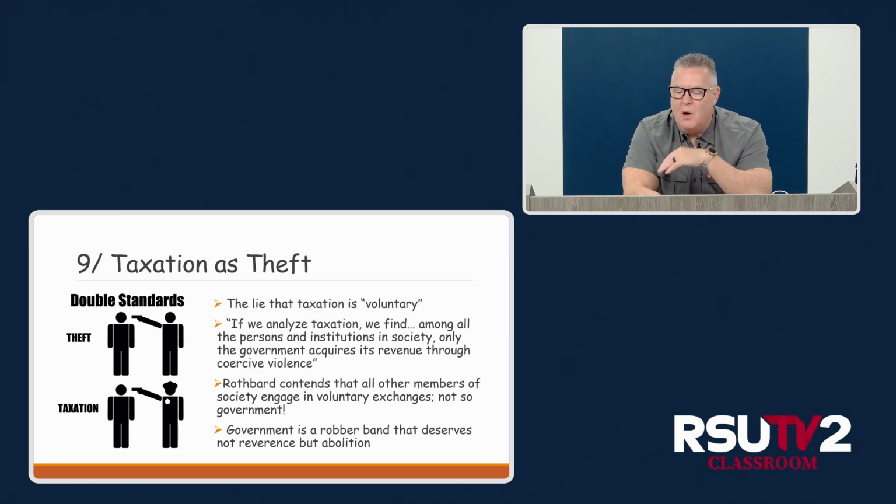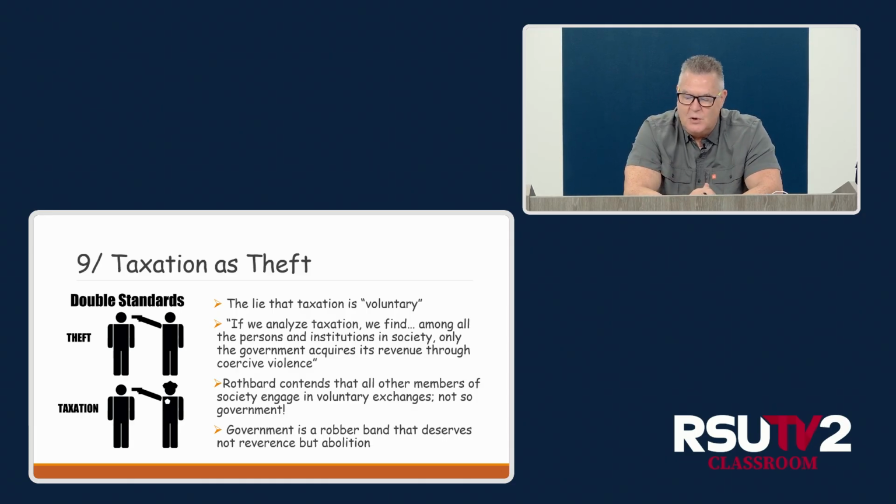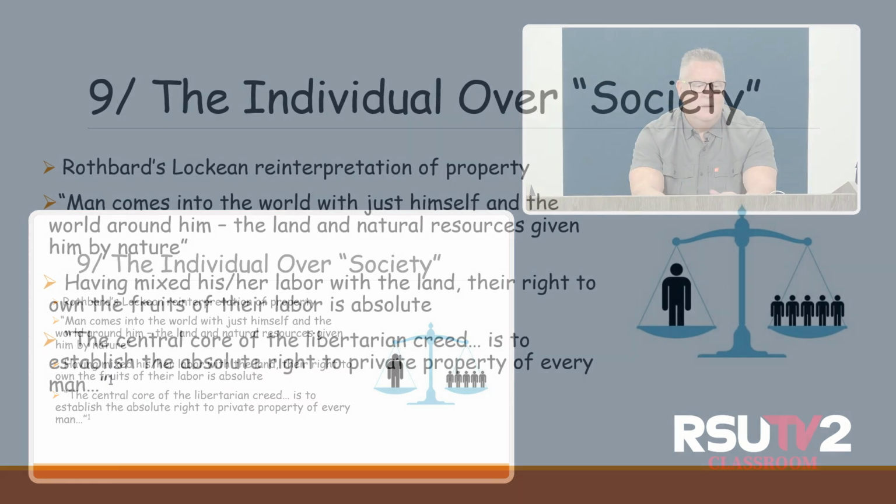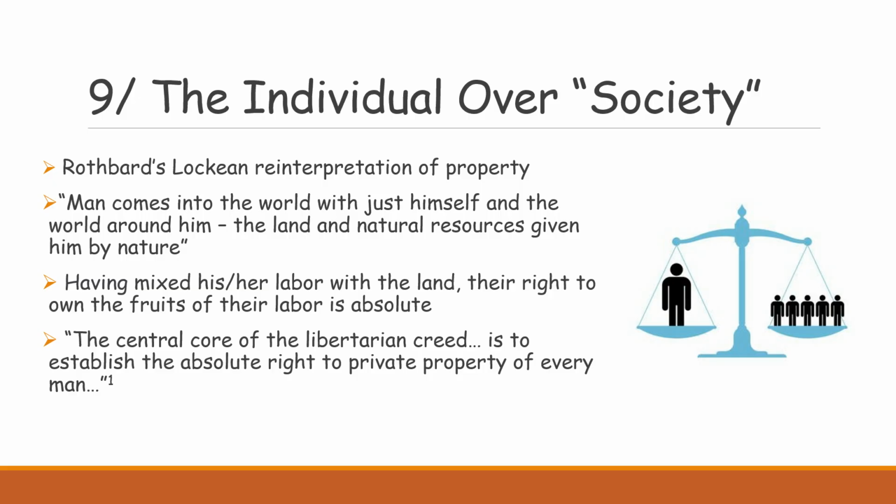Rothbard contends that all other members of society engage in voluntary exchanges, but not government. Government is the robber band that deserves not reverence, but abolition. So once again, you have this contention that the individual is the irreducible unit, and that society is this bizarre thing that people have made up to steal from other people.